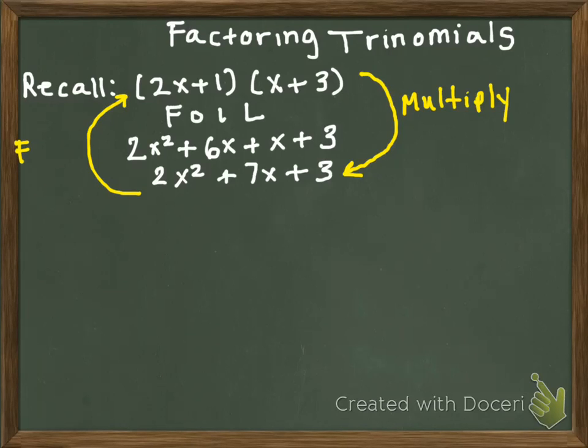We are going to factor trinomials today. When factoring a trinomial, it's kind of like unmultiplying the trinomial. So when we factor a trinomial, the end result is two binomials. So in our example, if we were to factor 2x squared plus 7x plus 3, the end result would be 2x plus 1 times x plus 3.